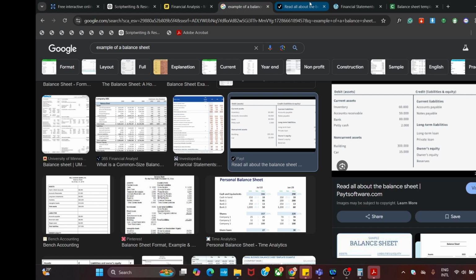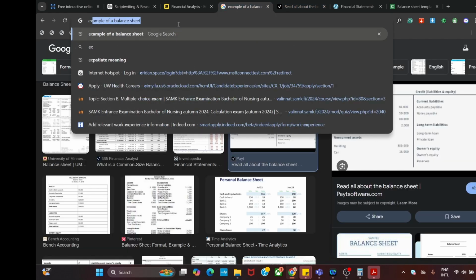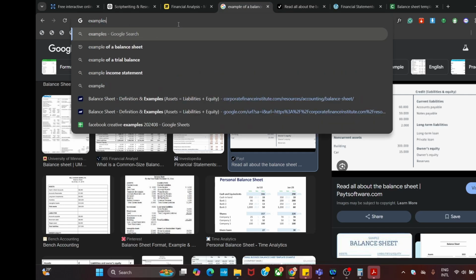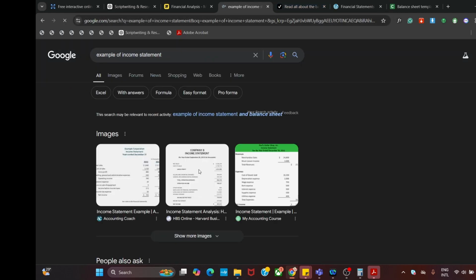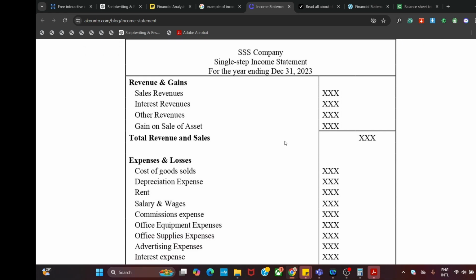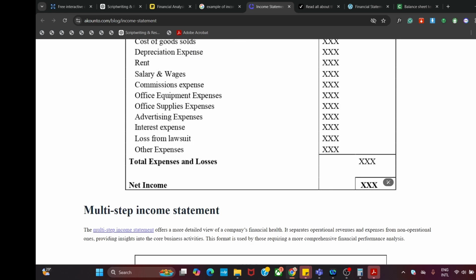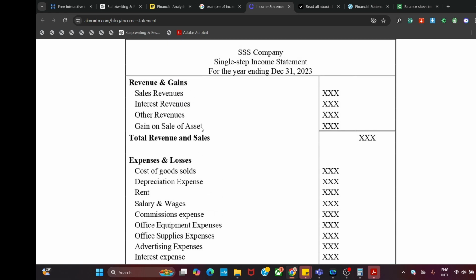So let's go ahead and look for an example of an income statement. This is an explicit example of an income statement. Like I mentioned, most people call the income statement the profit and loss account. This gives us the total expenses and the total income of a company for a specific period. One thing you need to understand is that most companies prepare this income statement, or statement of profit and loss account, every 31st December of each year, at the end of the year.